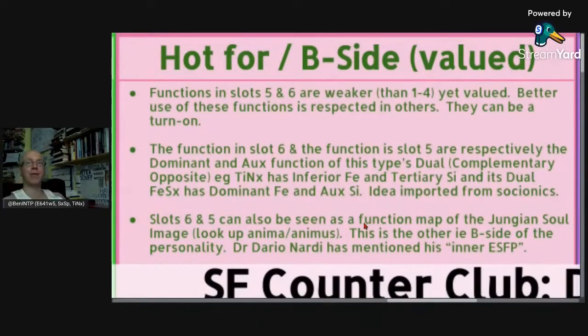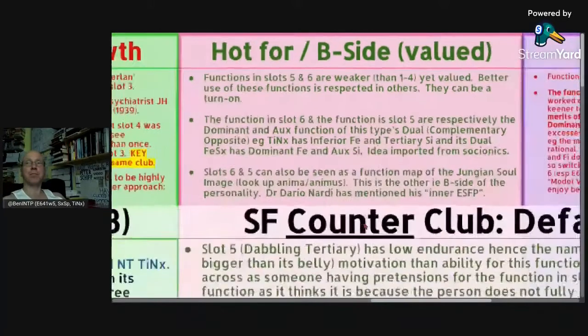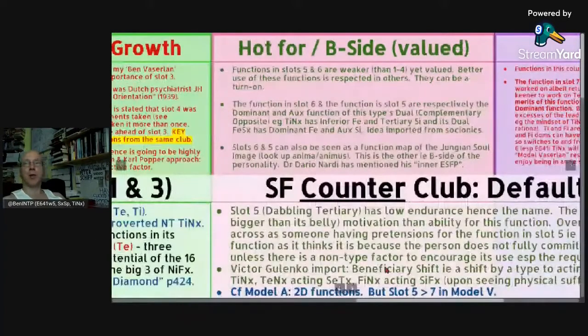Slot 6 and 5 can also be seen as a function map of the Jungian soul image, look up anima stroke animus. This is the other, i.e. B side of the personality. Dr. Dario Nardi, INTJ, has talked about his inner ESFP. So, I'll try and fit that all in.